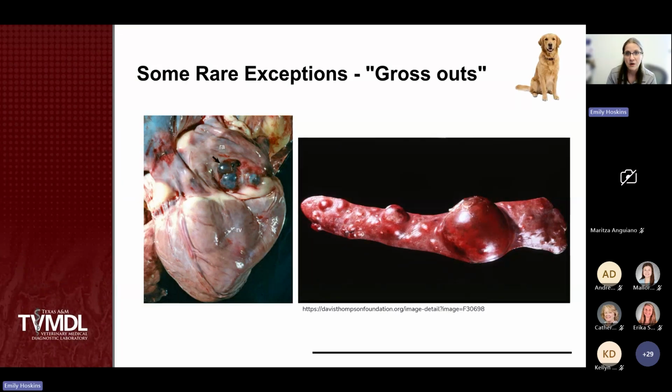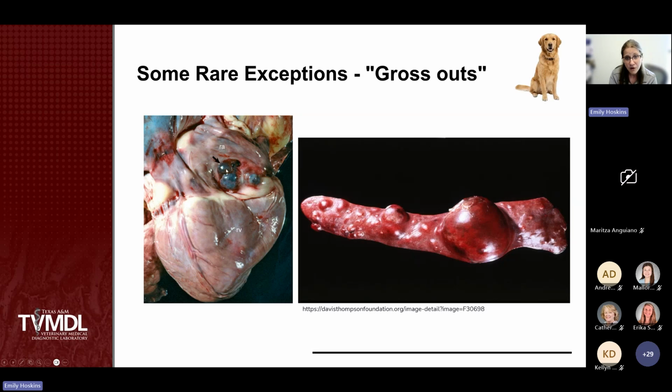Right? And this is what we refer to as gross out cases. Basically, what that means is we can do the necropsy, look at what we're seeing grossly, and be completely confident that we know what pathologic process is going on without looking at it under the microscope.